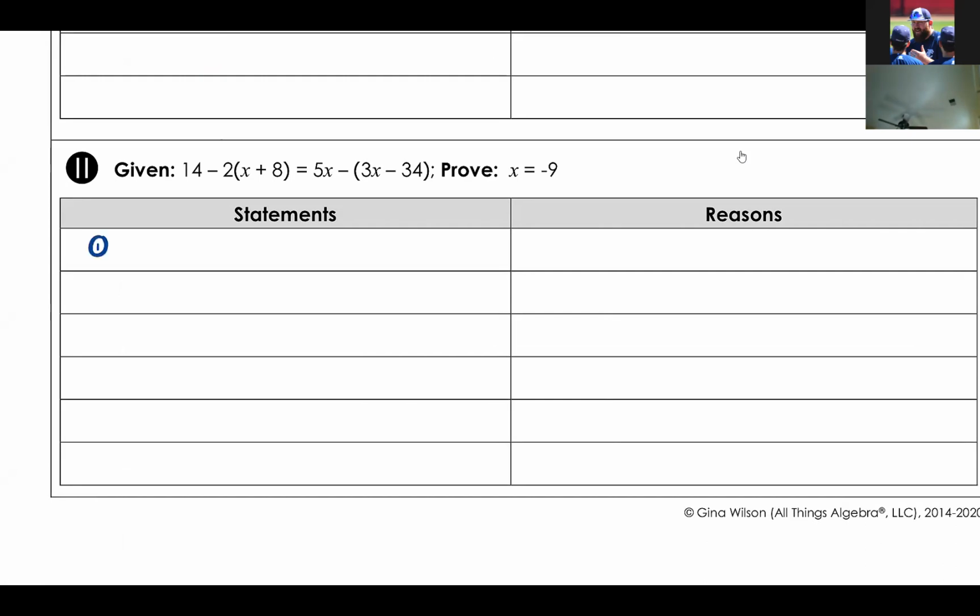All right, what always comes first in our two-column proof? What they gave me: 14 minus 2 times the sum of x and 8 equals 5x minus the difference of 3x and 34. How do we know that piece of information? They gave it to me.